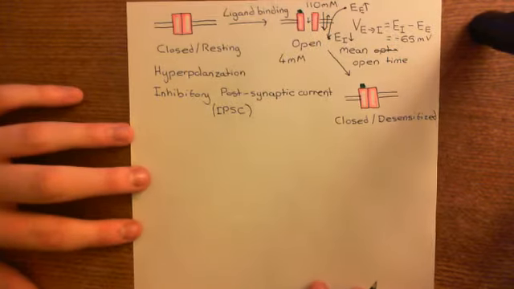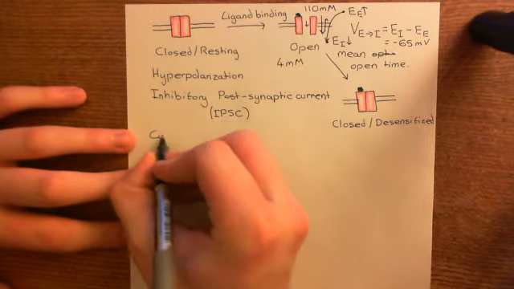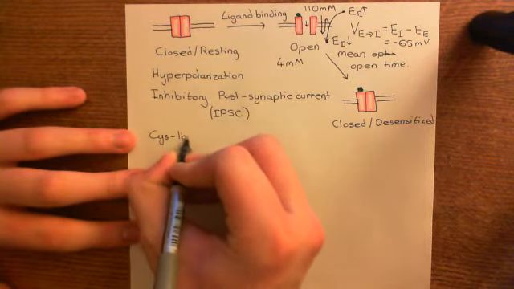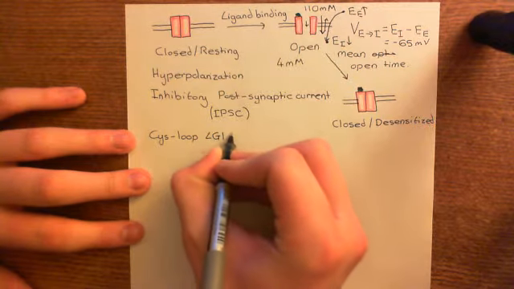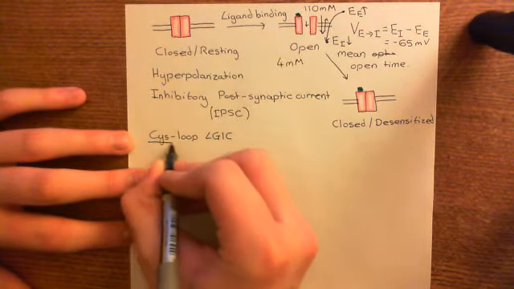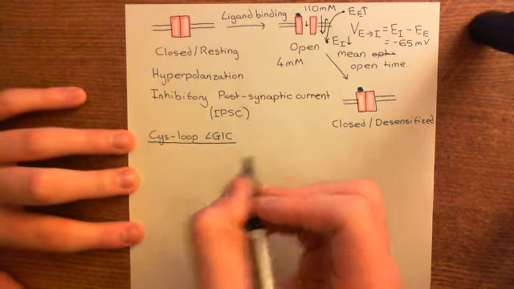Okay, so the glycine receptor is a member of the family of ligand-gated ion channels known as cys-loop ligand-gated ion channels. Okay, so there are other very famous members of this family, members that are far more famous than the glycine receptors.